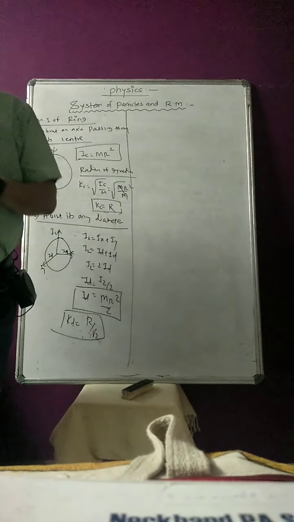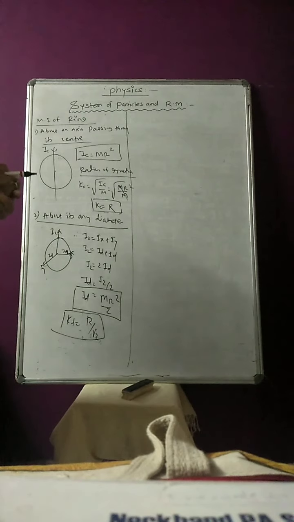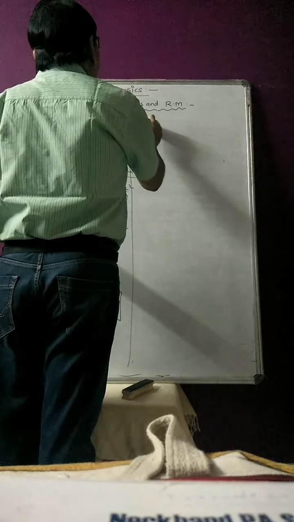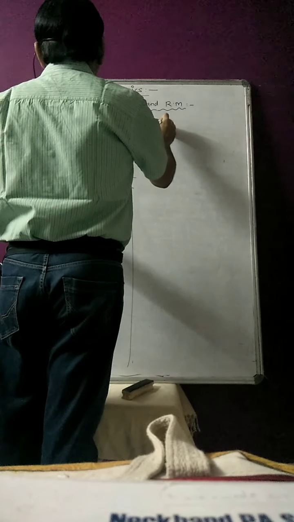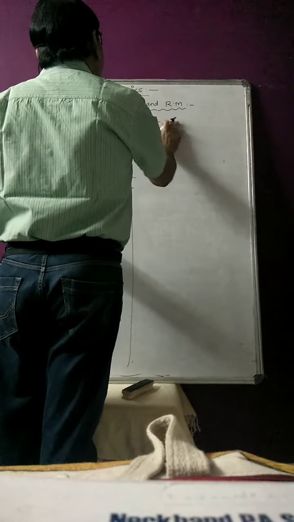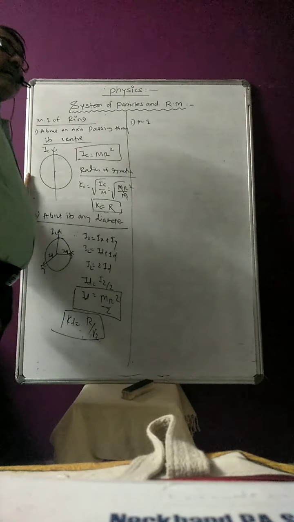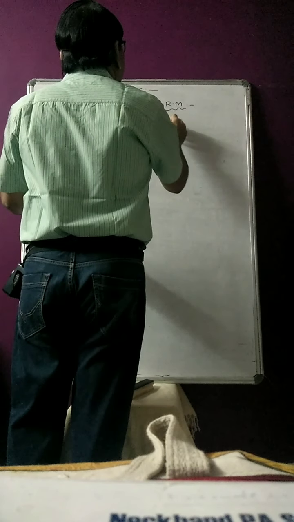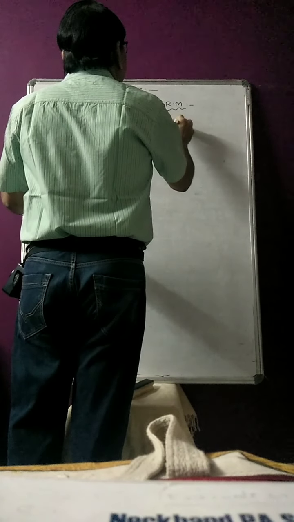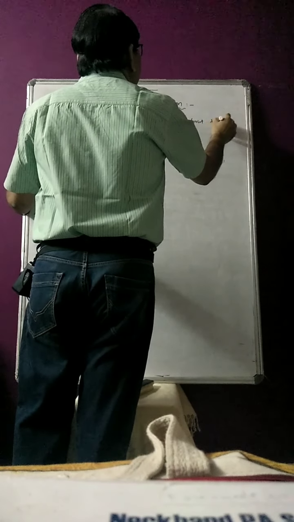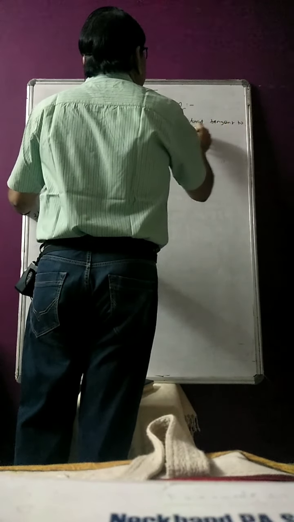So that we can directly consider here like this. Next point, I want to find out the moment of inertia of the ring about an axis which is passing through a tangent in its own plane. Moment of inertia of a ring about a tangent in its plane.